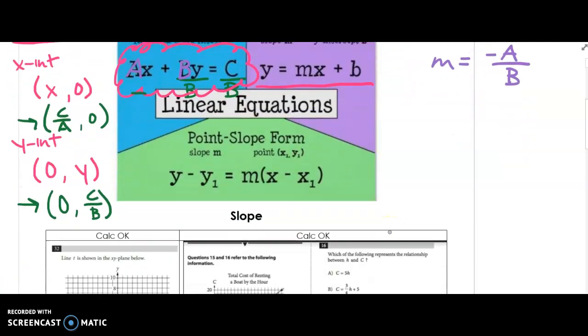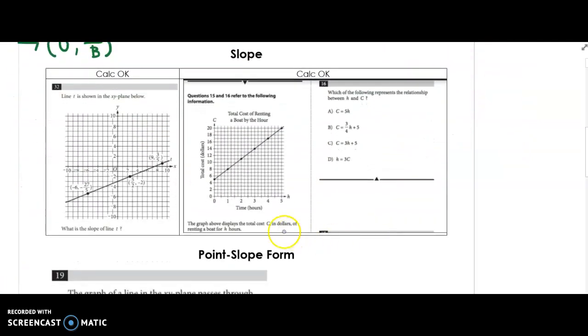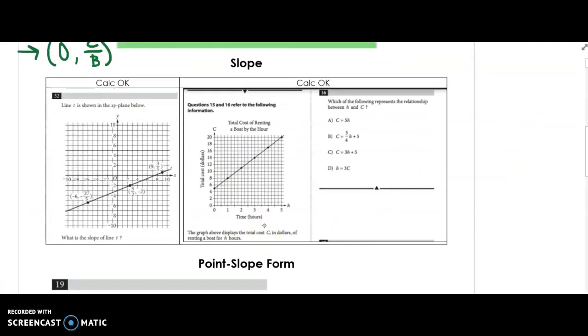Now let's go ahead and talk about some practice. The SAT does like to ask you about slope, and really for the most part these questions are pretty straightforward. They will give you a graph and ask you about slope that way. They're really just wanting to make sure that you know that slope is y2 minus y1 all over x2 minus x1.